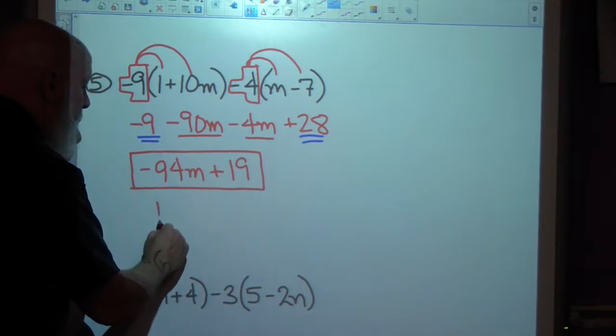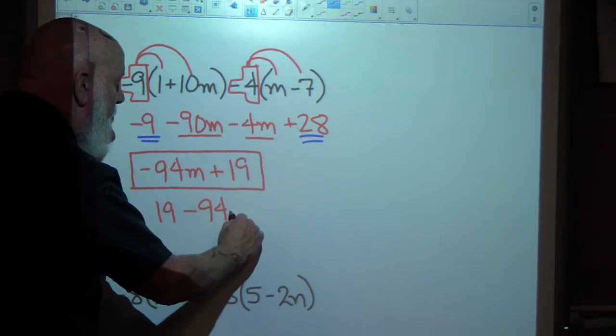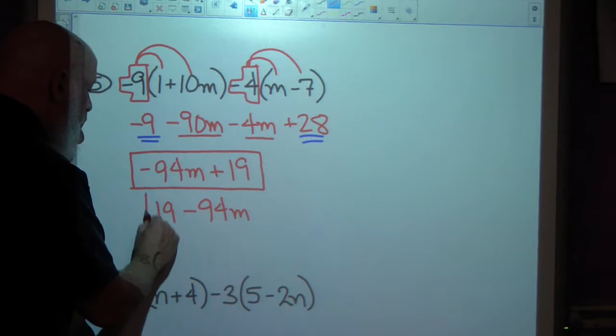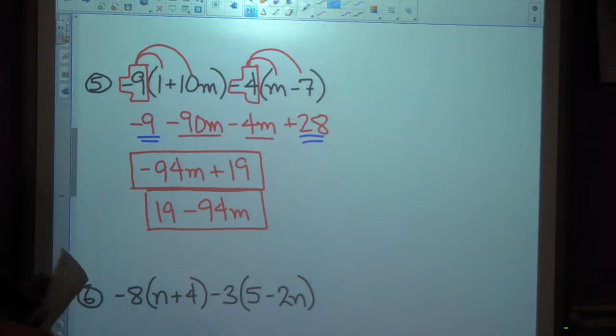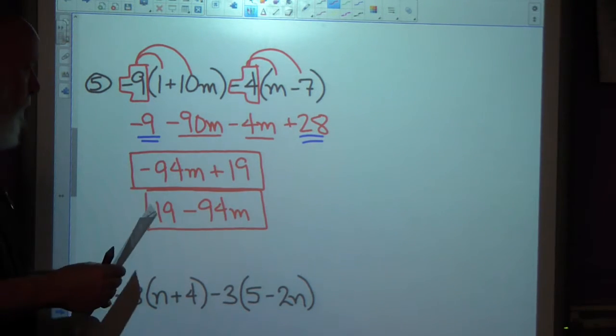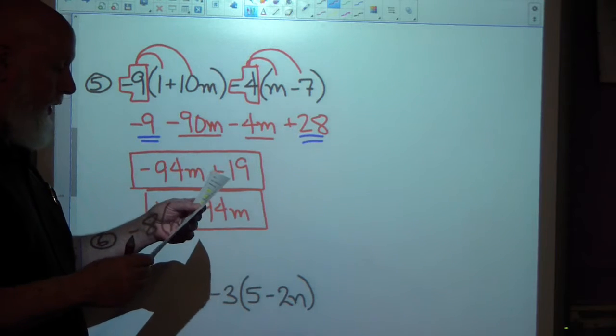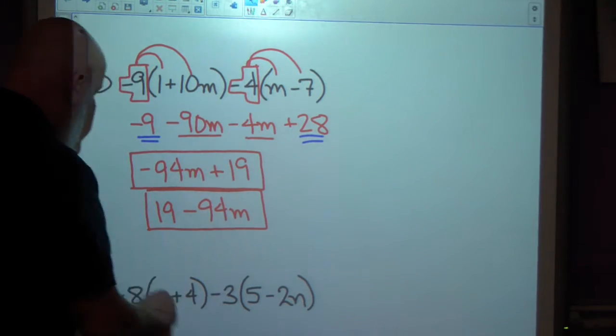Or you could put the constant first and say 19 minus 94m. That's another acceptable way of writing the answer. I don't usually write mine that way, but it is acceptable. As long as the 94m is negative and the 19 is positive, we're good if I haven't made any mistakes. Yay! All right, let's take a look at another one.